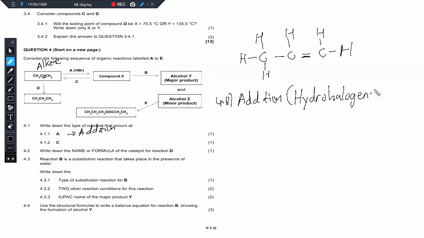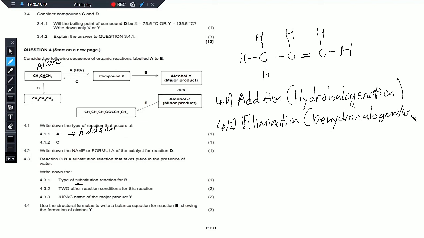But then remember, I said do not try to be smart and be specific here. You only are going to be specific if they say the type of substitution. You see, like this one, that one forces you to be specific. But other than that, try to just keep it simple. Then 4.1.2, this is C. So this is more like it's going back here. We know the opposite of an addition reaction is an elimination. So this would be a dehydrohalogenation reaction. So if we are taking it back, so that is an elimination reaction. Again, don't try to be smart and write this. So to be more specific, it's dehydrohalogenation.